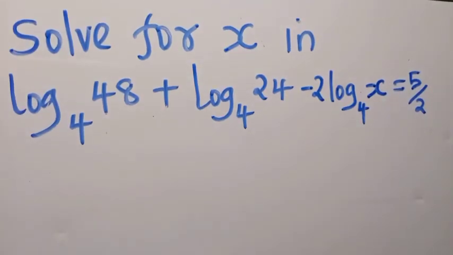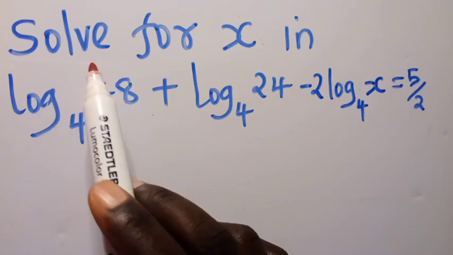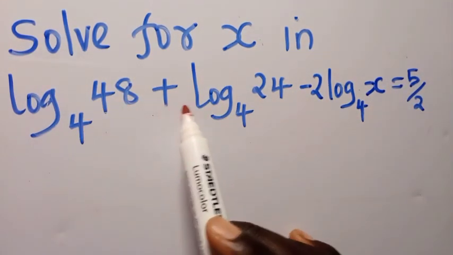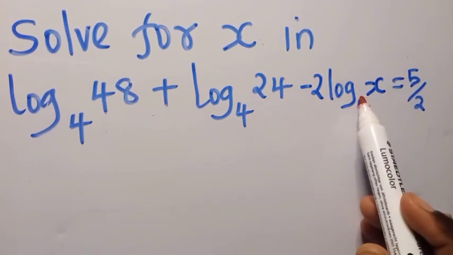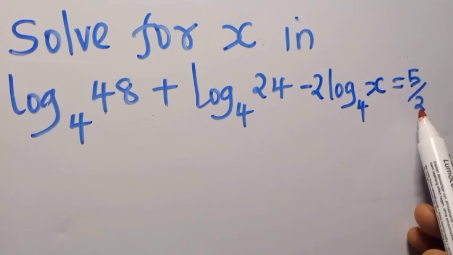Ladies and gentlemen, I want us to have a look at this question. Now, the question is, solve for x in the logarithm of 48 to base 4 plus the logarithm of 24 to base 4 minus 2 log x base 4 equals to 5 over 2.